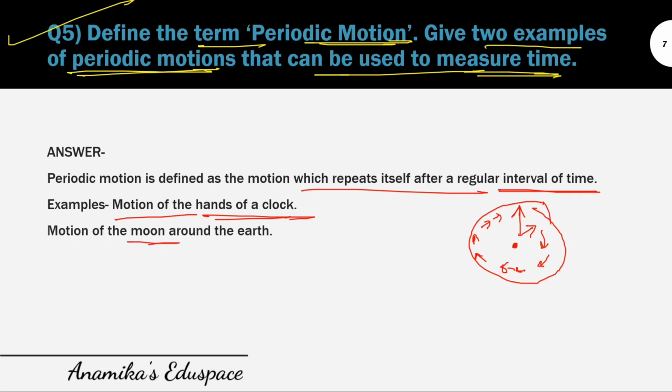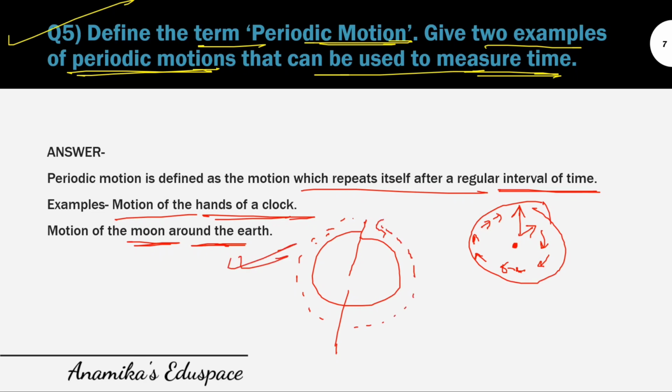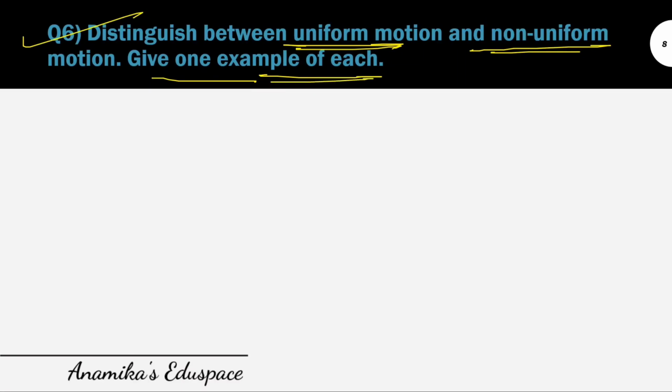So that's why the motion of the hands of a clock. Next, the moon is always revolving around the earth. That's why the motion of the moon around the earth. Clear? So these are the examples of periodic motion. Clear, students? Question number 6. Distinguish between uniform motion and non-uniform motion. Give one example of each.